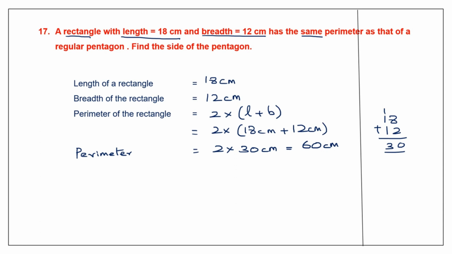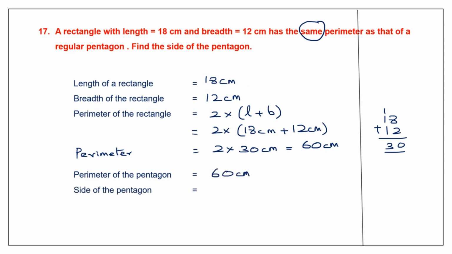Now we have to find the side of the pentagon by using this perimeter. So perimeter of the pentagon is the same as the perimeter of the rectangle. It's given in the question. Same perimeter. So the perimeter of the pentagon is also 60 centimeters. Now to find the side of the pentagon, we have to divide perimeter by the number of sides. How many sides does a pentagon have? 5. So that will be 60 centimeters divided by 5.